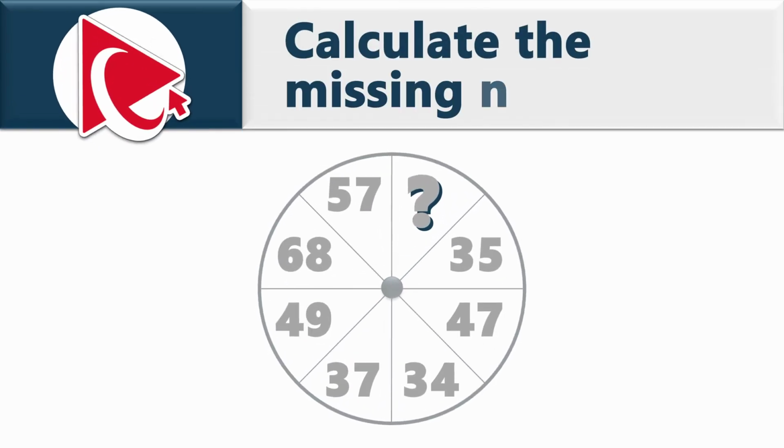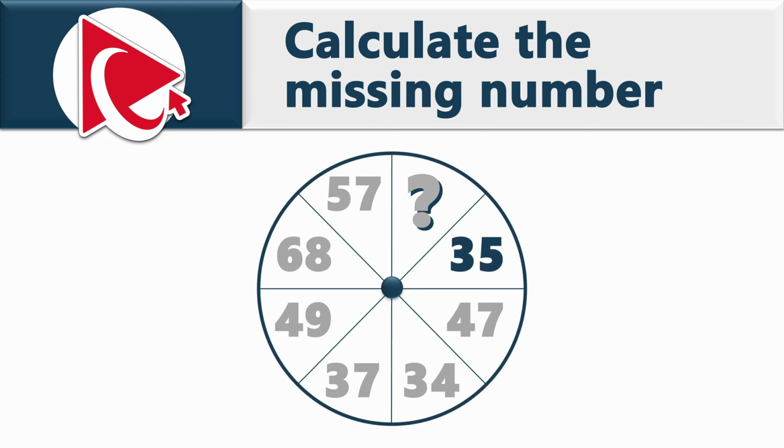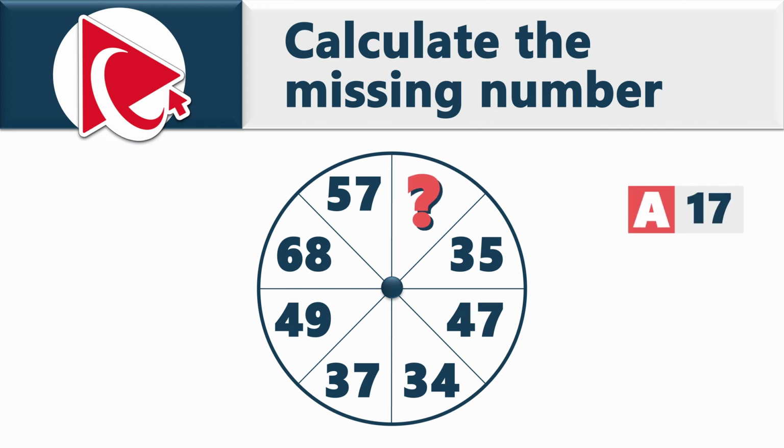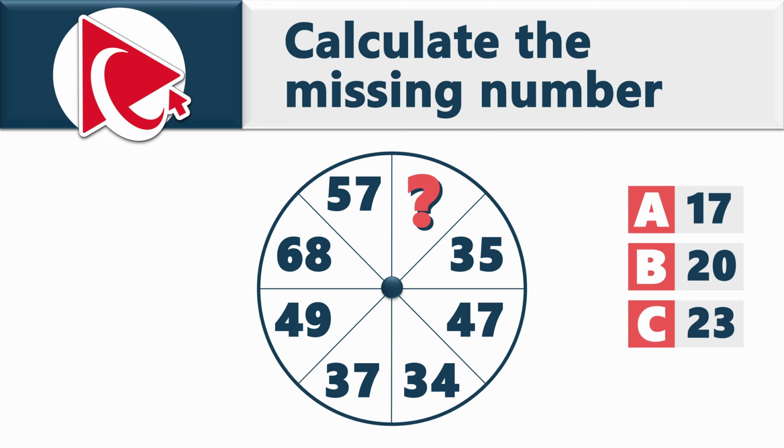You're presented with a circle, which is broken down into 8 equal parts. Each section in the circle has a number inside. The numbers are 35, 47, 34, 37, 49, 68, 57, and then comes the missing number, which you need to calculate and select out of 4 possible choices. Choice A, 17. Choice B, 20. Choice C, 23. And last but not least, choice D, 25.